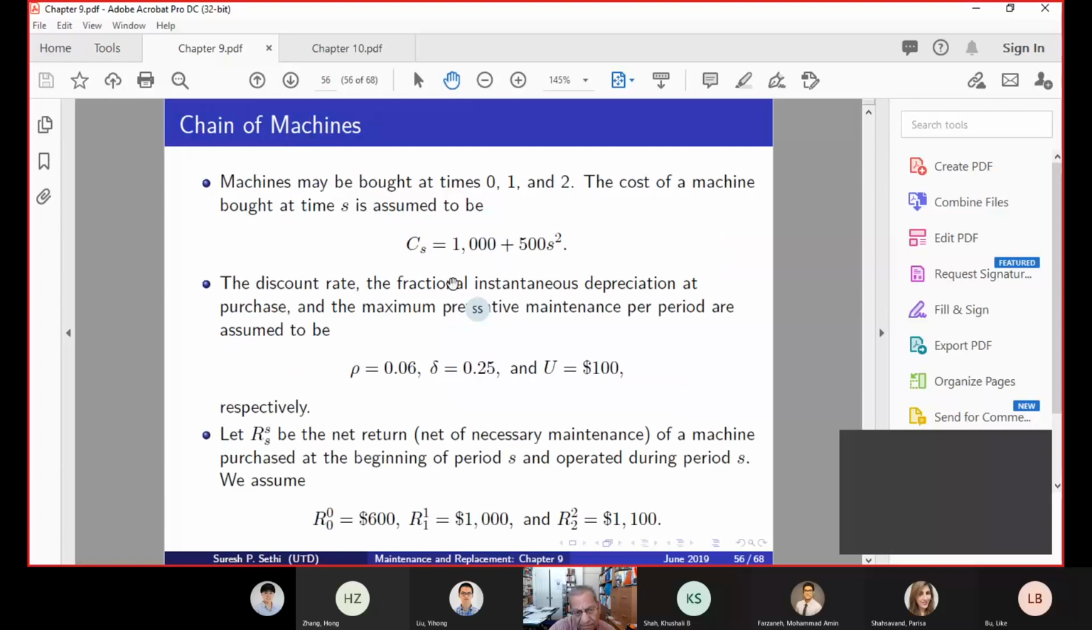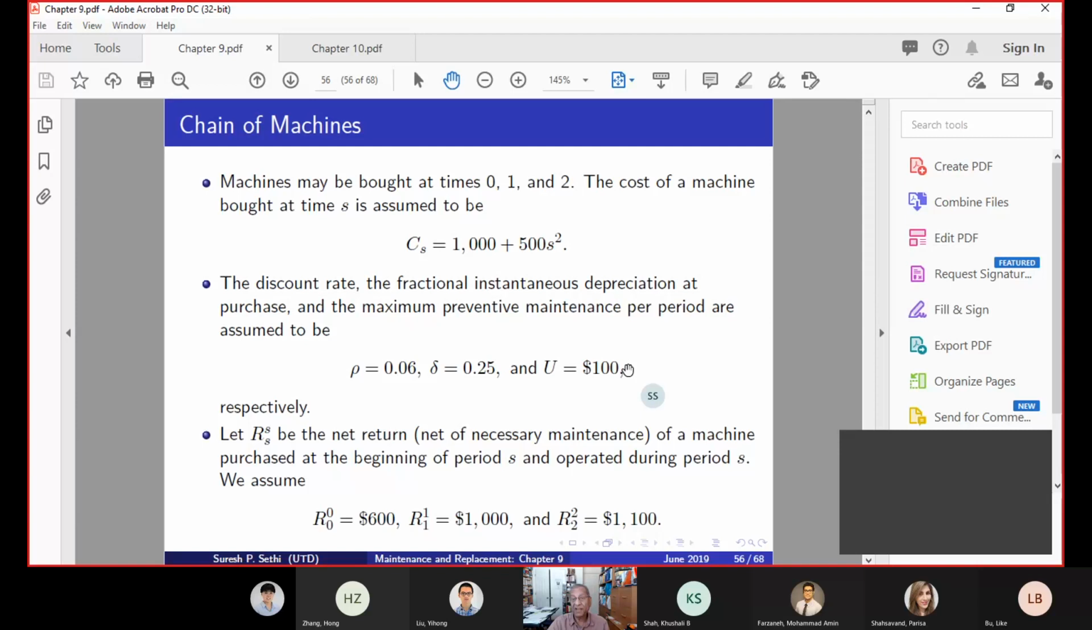Discount rate is 6%. Out of shop depreciation is 25%. And the maximum bound for the control is $100. And I'm going to assume that for every machine. It doesn't depend on S, doesn't depend on T, just to make my life simple, it's $100.